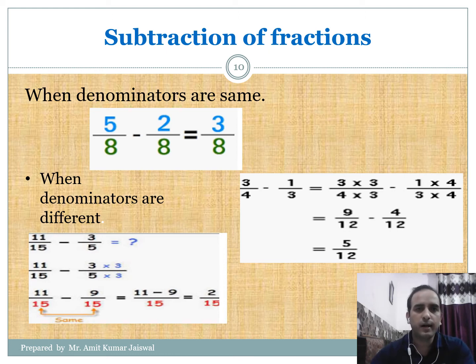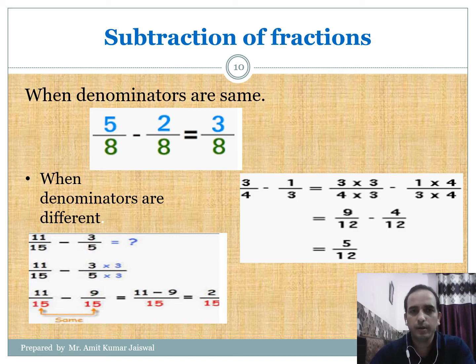So when denominators are different, again the concept is the same. You need to convert the given fraction into its equivalent form. So here we have 3 upon 5, we found the equivalent of 3 upon 5, that is 9 upon 15, and now the denominators are the same, so we simply subtracted. So in the case of both addition of fractions and subtraction of fractions, we need to apply the concept of taking LCM, finding the equivalent fractions, making the denominators equal, and then we simply add or subtract the given numerators of the fractions.